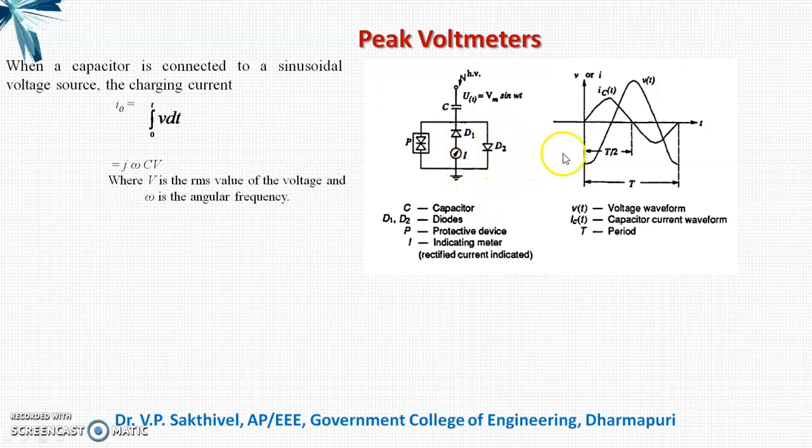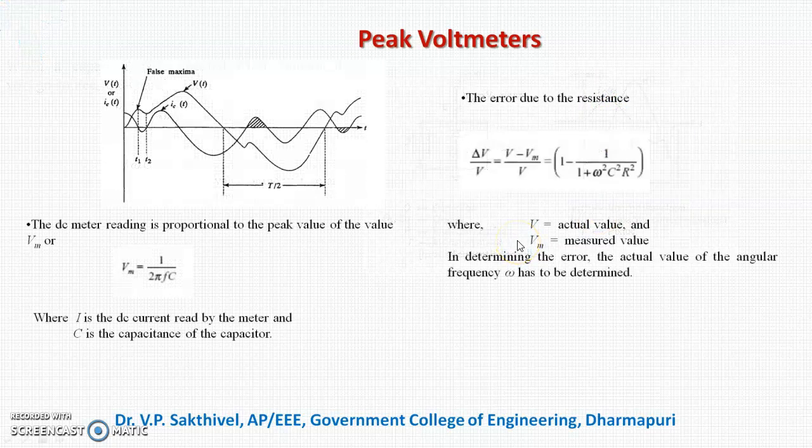Okay, this is the waveform. This is for IC of t during the D2 condition, then this half is for the D1 portion. Then the DC meter reading is proportional to the peak value Vm, which is given by I divided by 2 pi fC, where I is the DC current shown by the meter, and C is the capacitance of the capacitor.